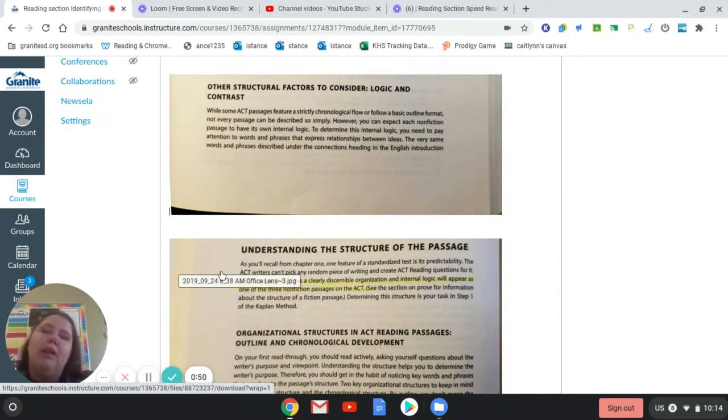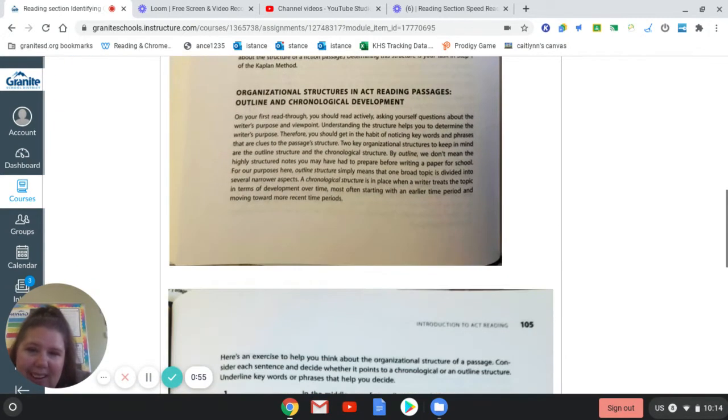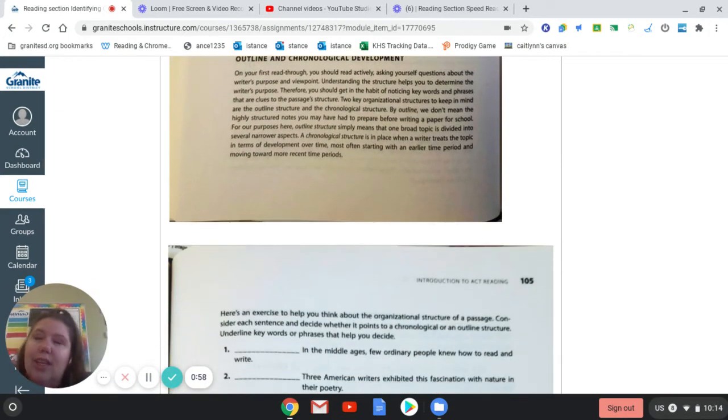But the two most common types are, let's scroll down here, right here. Chronological is one of the more common passage types, and outline structure is the other more common structure type. So let's talk about what chronological is. Chronological basically means that you are looking at a passage that goes throughout the span of time. For example, if you're reading an article about a scientist's great discovery, it might start with talking about his early years and how he got inspired to find that discovery, and then what finally led him to that discovery. That would be chronological, all right?